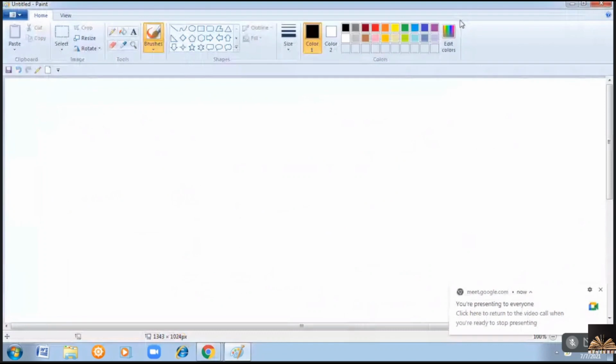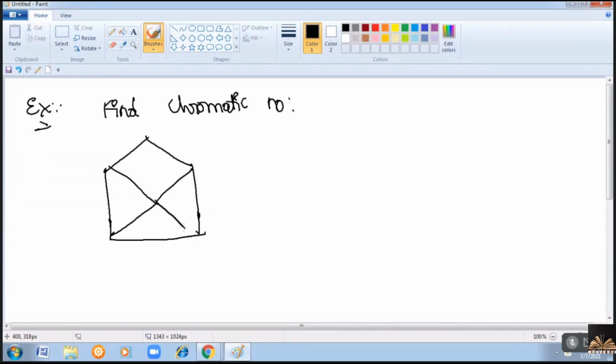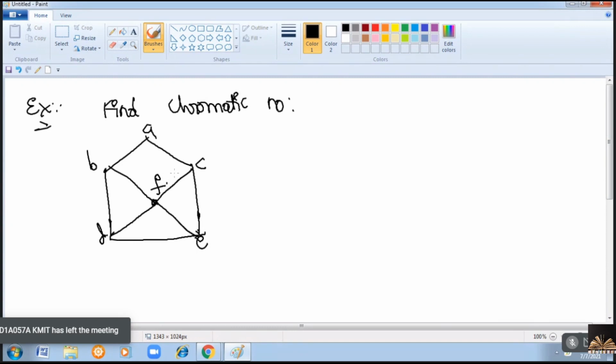Now we'll see some examples on graph coloring. Find the chromatic number of the graph given below. A graph is given like this. Find the chromatic number. Okay?